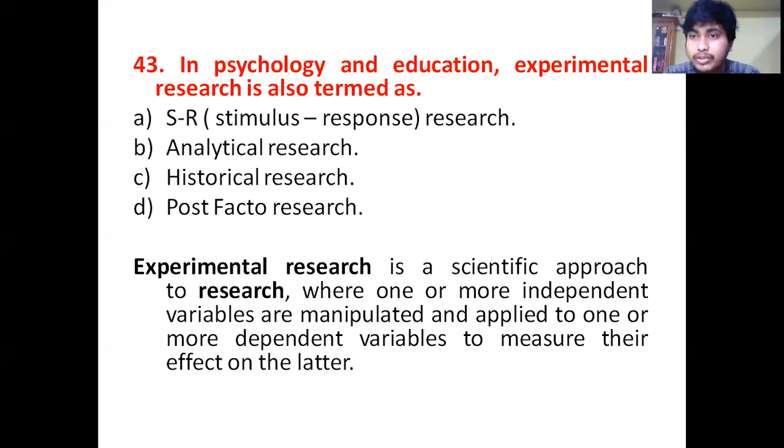So there are two variables: one is the dependent variable and another is the independent variable. The independent variable can be manipulated, and the dependent variable depends on the independent variable. For example, suppose smoking causes lung cancer. Smoking is the independent variable and lung cancer is the dependent variable. We can manipulate the independent variable, and lung cancer depends on smoking. So our correct answer will be stimulus and response research. Option A will be the correct answer.